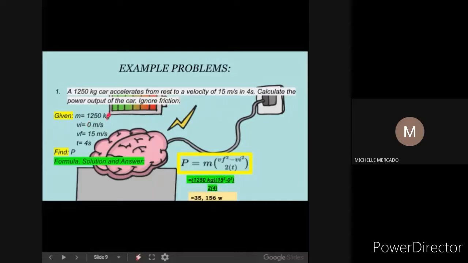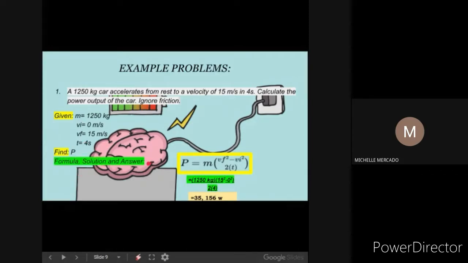meter per second because the car accelerates from rest. So nag-umpisa po siya from rest to a velocity of 15 meter per second. So the initial velocity, because the car accelerates from rest, is 0 meter per second. Then the final velocity is 15 meter per second. Then the given time po natin is 4 seconds.